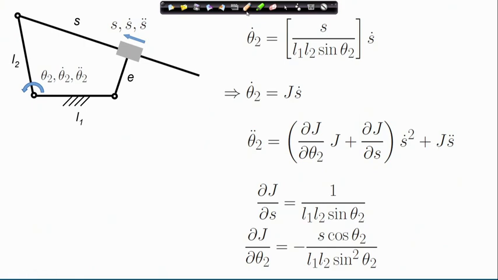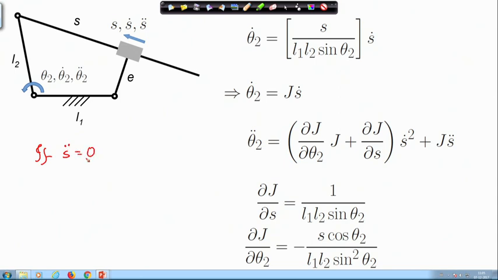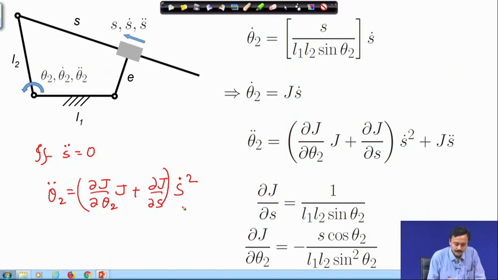Similarly, if I have the input as a constant, which means if s double dot is 0, that means the prismatic actuator is expanding at a constant rate. In that case, I have acceleration at the output. If I have the prismatic actuator expand at a constant rate, which means s dot is constant, then the output has an angular acceleration.